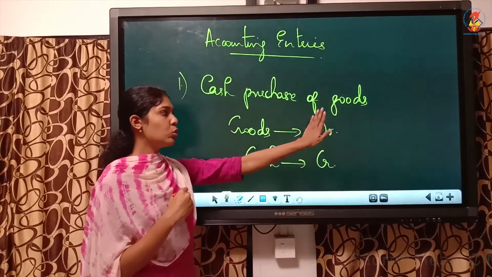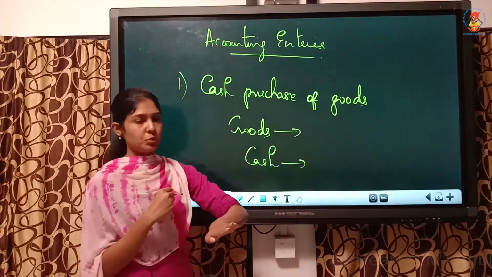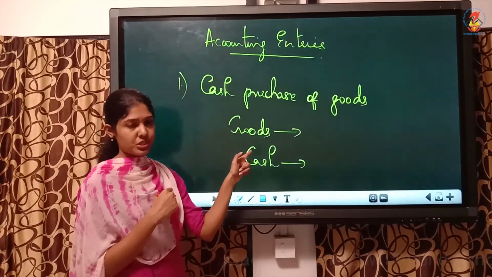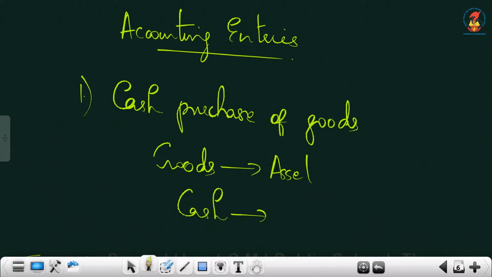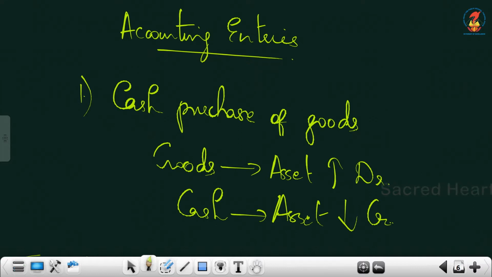Understood? Or if you think from the modern approach, what is the nature of goods? Goods means basically an asset. When an asset increases, we have to debit. What about cash? Cash is also an asset, but when cash decreases, we have to credit it. That way also we can find whether it is to be debited or credited. Understood? Or the traditional approach is also fine.